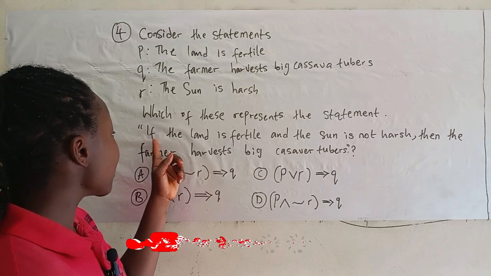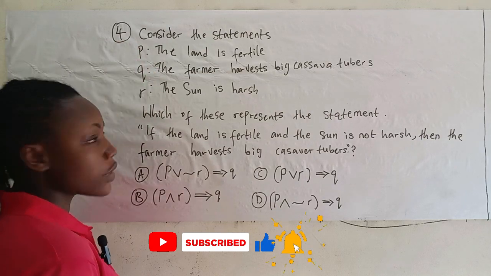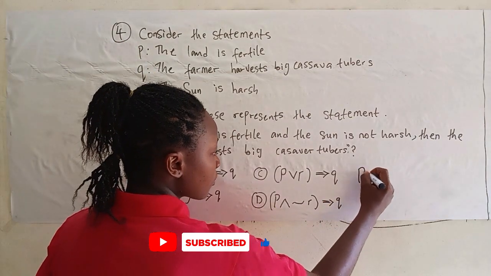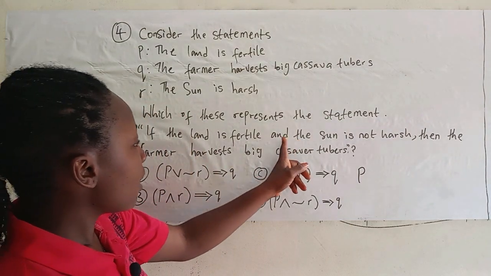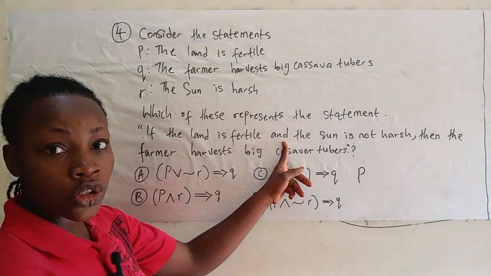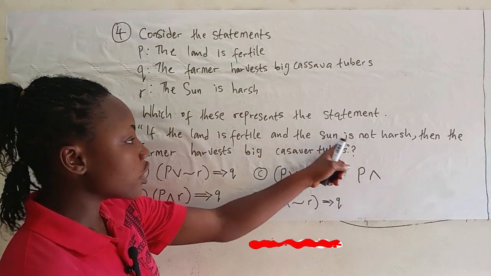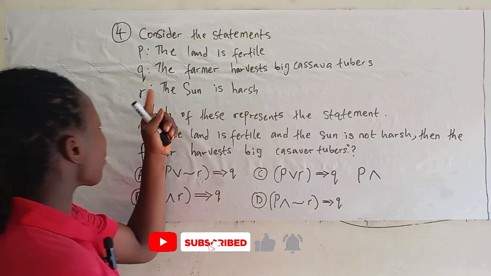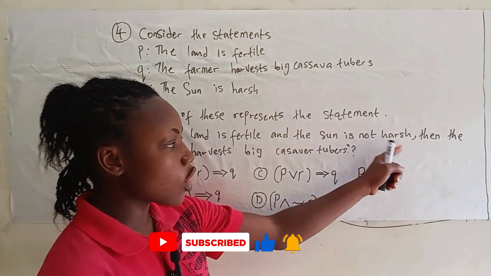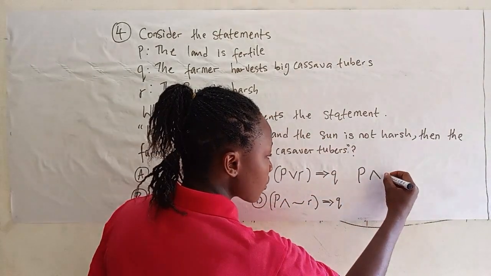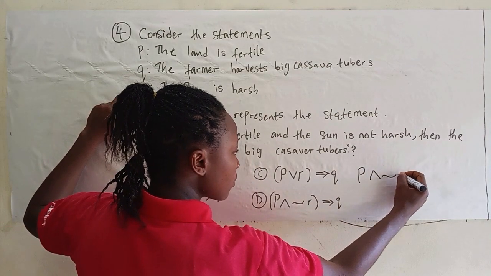So it is if the land is fertile, and the land is fertile is P, sorry, we are going to have P, and that's conjunction, and the sun is not ash. What we have here is the sun is ash, but here the sun is not ash. That is negation. Negation of R.